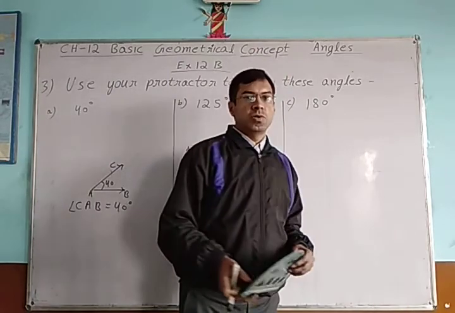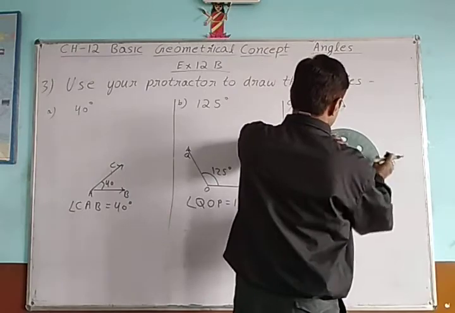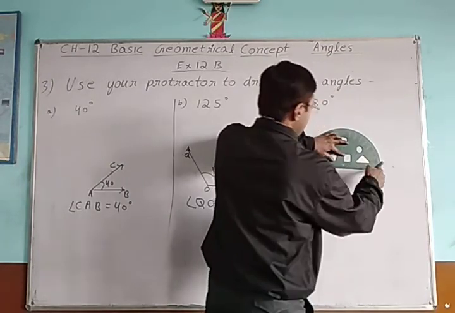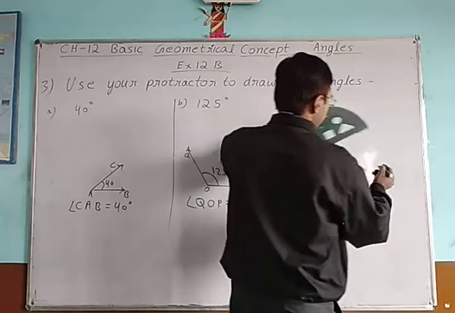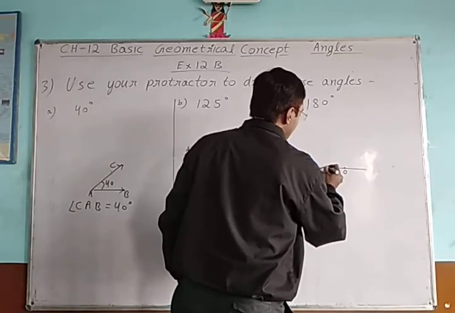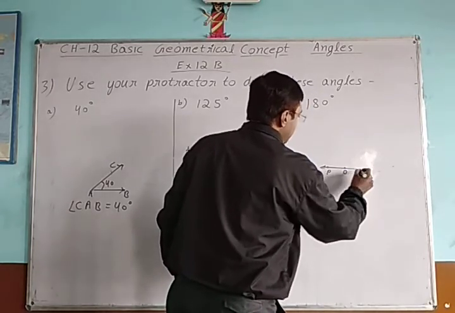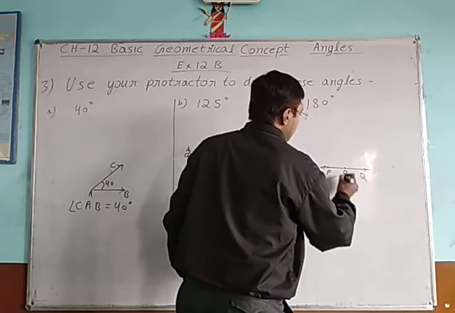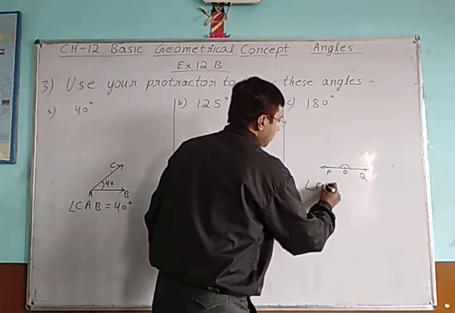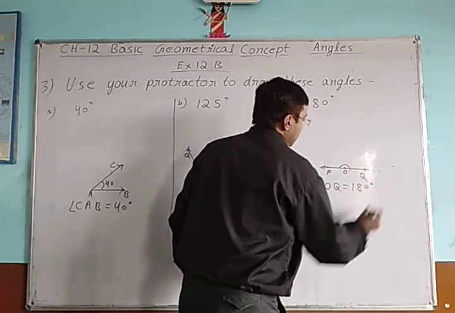Next, 180 degree. Student, 180 degree is what? It is a straight angle. 180 degree. See, 180 degree. Now name it O, P, Q. Angle POQ is equal to 180 degree.